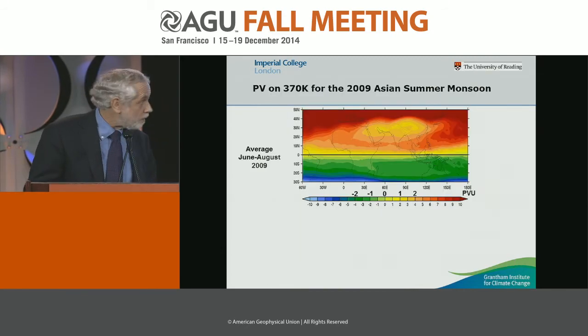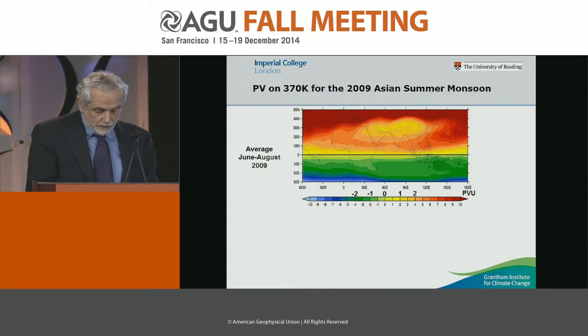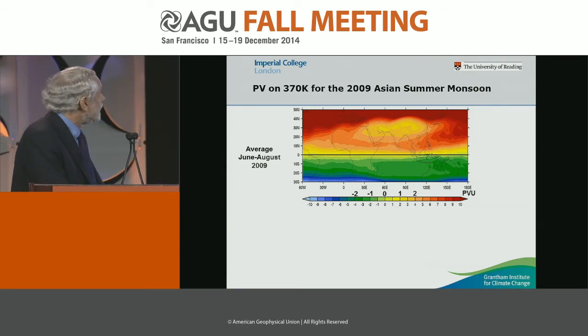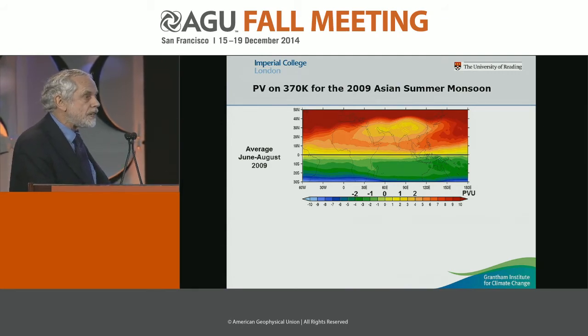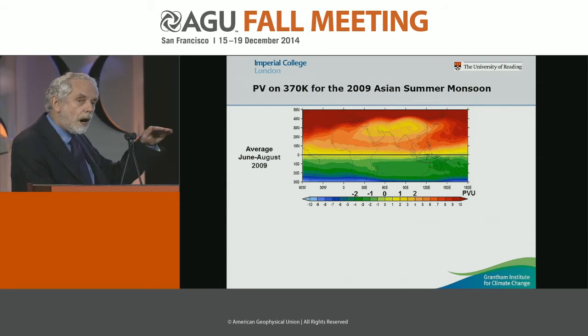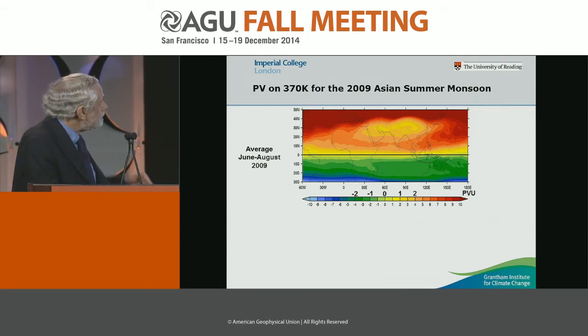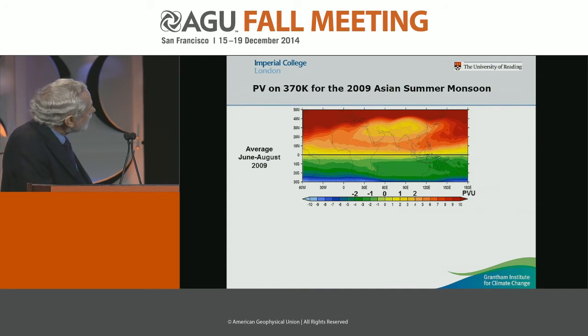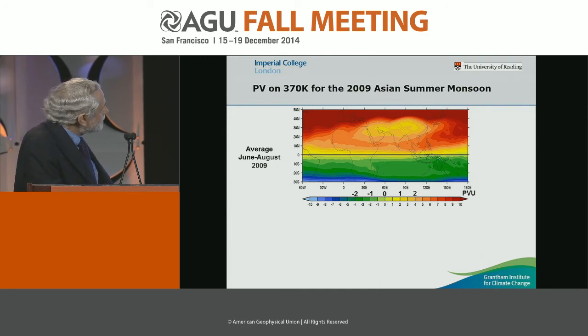So let's look at that a little bit more, and I'm going to show some pictures from the Indian Ocean region, the Asian summer monsoon to start with, for 2009. And we're going to look on the 370 Kelvin surface, which is quite high up. It's at the upper bit of the outflow of the Indian monsoon region there, the Indian Ocean return Hadley Cell branch.